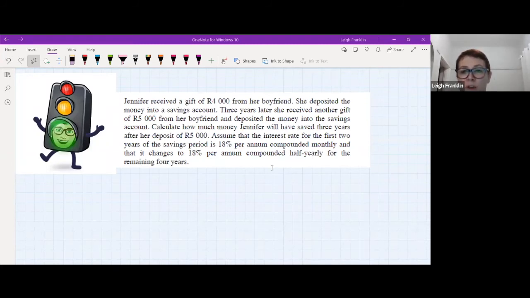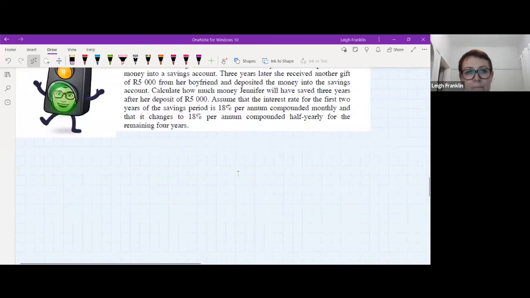Assume that the interest rate for the first 2 years of the savings period is 18% per annum compounded monthly, and that it changes to 18% per annum compounded half yearly for the remaining 4 years. Okay, so this is a proper timeline.